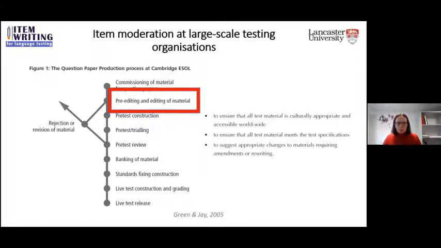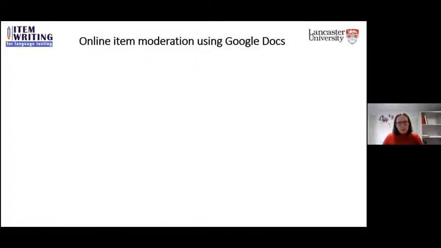So what about smaller-scale test development? For example, at a language center at a university, who also have to produce their own tests. I'd like to suggest one method of item moderation using Google Docs, although it doesn't have to be Google Docs. It can be any file sharing system that allows file editing within the system. For example, at Lancaster University, we use OneDrive. So if everyone has access to it, then you can use that as well. I just use Google Docs as an example.